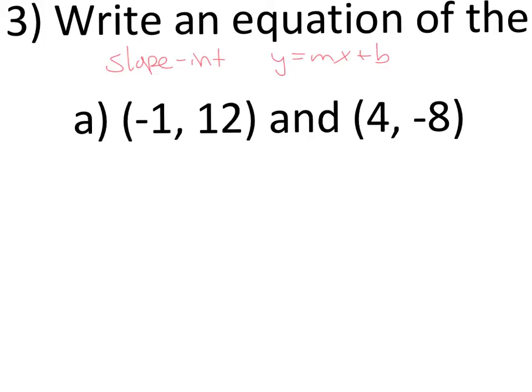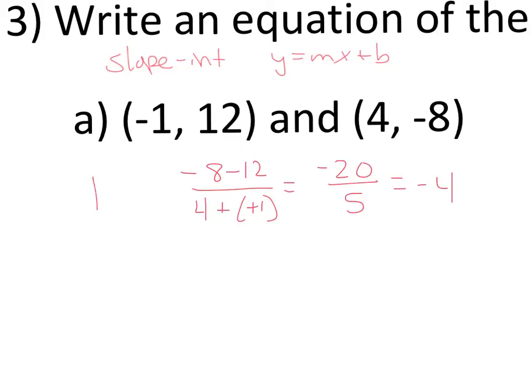All right, so I'm going to start. Put your y's on top. Negative 8 minus 12, over 4 minus negative 1. So on the top, I have negative 20, and on the bottom, I have a positive 5. So my slope is negative 4. Now you're just doing exactly what we did on the last problem. This just has one extra step. Step 1, oh, let me write that down, sorry. Step 1, find slope.